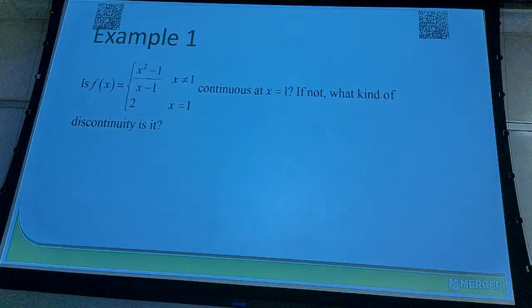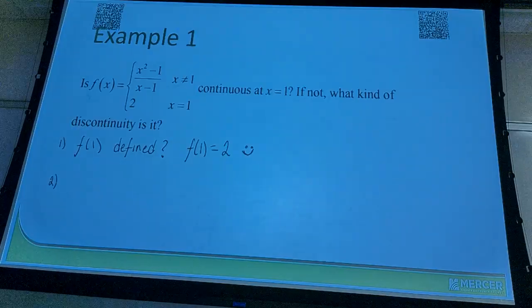Is it continuous or not? We don't know. We have to look. First, is f of a defined? So is f of 1 defined? Yeah, what is it? 2. First condition satisfied. The second condition is, does the limit exist?